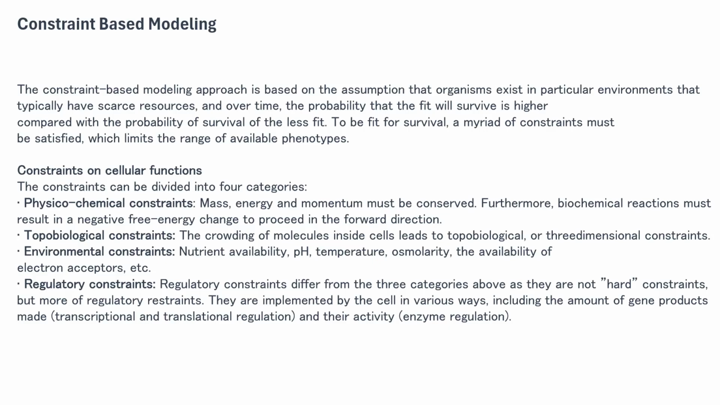There can be physicochemical constraints, which include mass, energy and momentum balance. We have seen this through various examples, how conservation of mass is used for adding constraints to the model. There can be topobiological constraints, for example steric hindrances, so crowding of molecules inside the cell. You cannot have such a high rate of growth of biomass that your cell does not fit all the molecules together inside it. So those kinds of constraints are also possible.